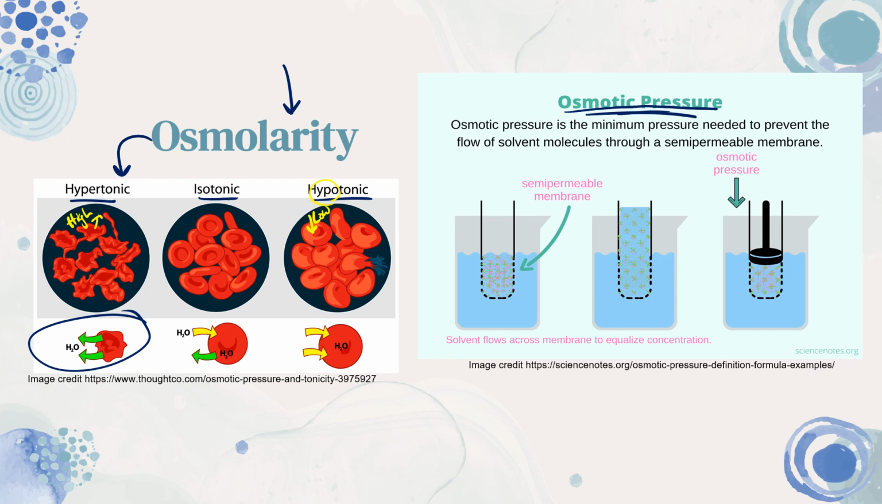Pressure is the tendency of a solvent, in this case the water, to move across a membrane due to those differences in concentration. So tonicity is kind of measuring the concentration, and then osmolarity is about moving the solvent because of some of those solute concentrations. Osmolarity is measured in osmoles per liter. We could also say osmoles per cubic decimeter because a cubic decimeter is the same thing as a liter.